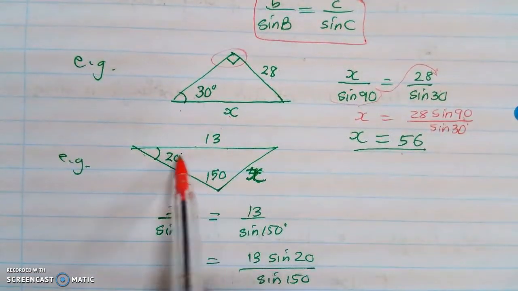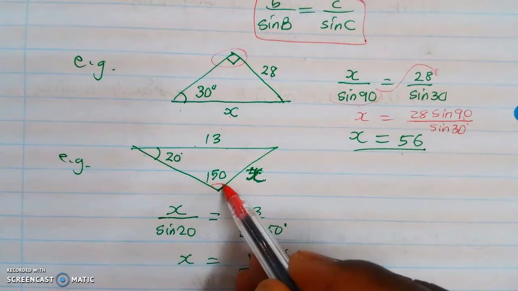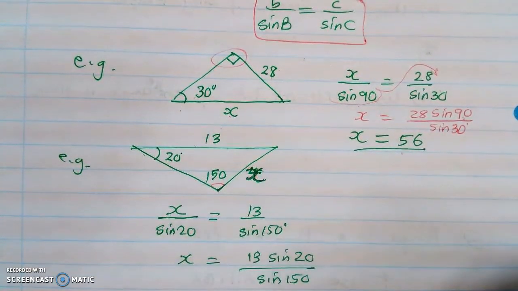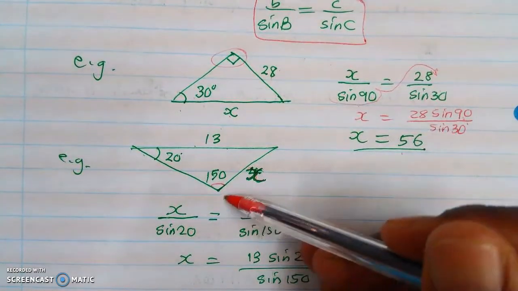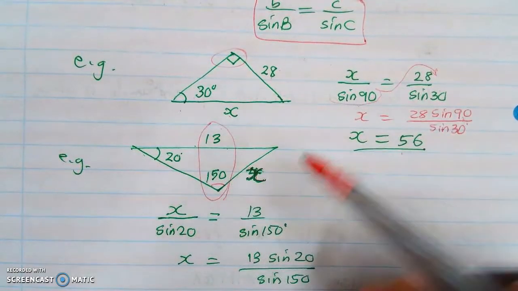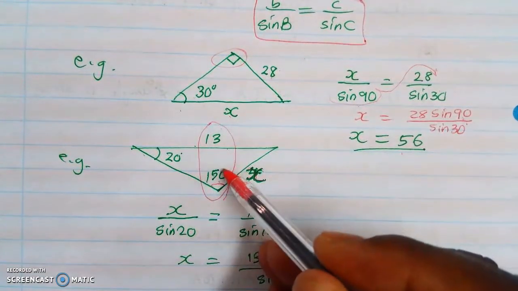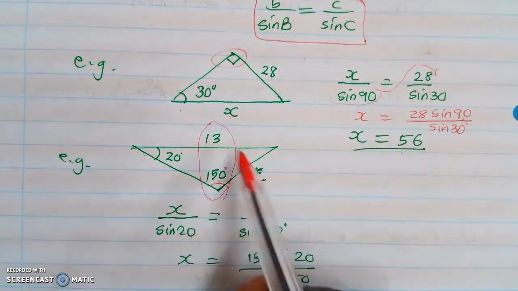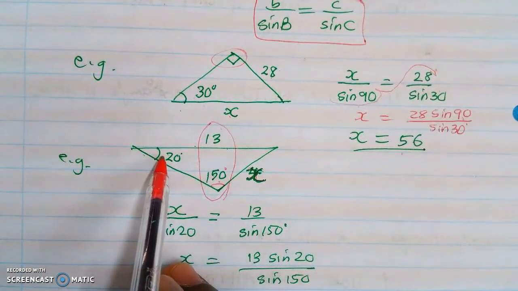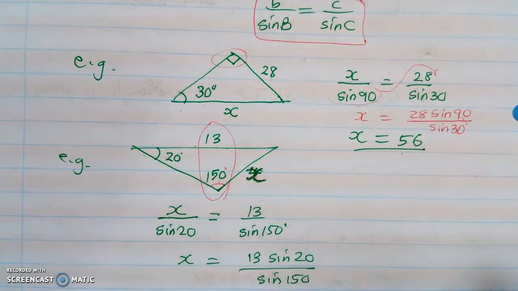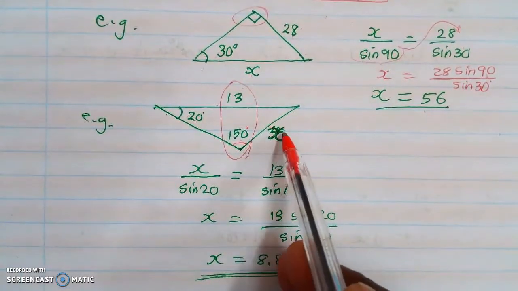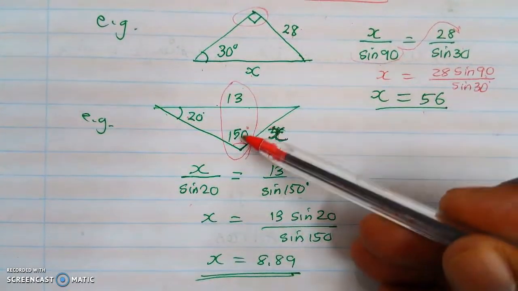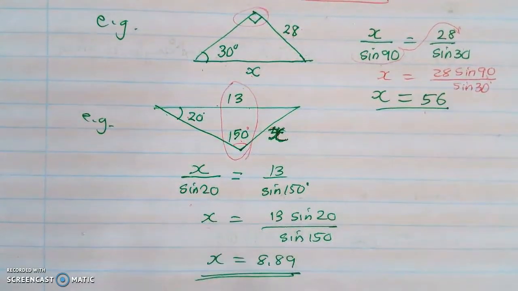Second example, here we're given this is 150, and we're not supposed to find this. What you need to know about the sine rule is that there must be a complete pair. So there is a complete pair: 150 degrees is facing 13, could be centimeters or meters, whatever the units are. And then here we have 20 facing what you are looking for. So our formula would be x divided by sine 20 equals 13 divided by sine 150, and then we make x the subject.